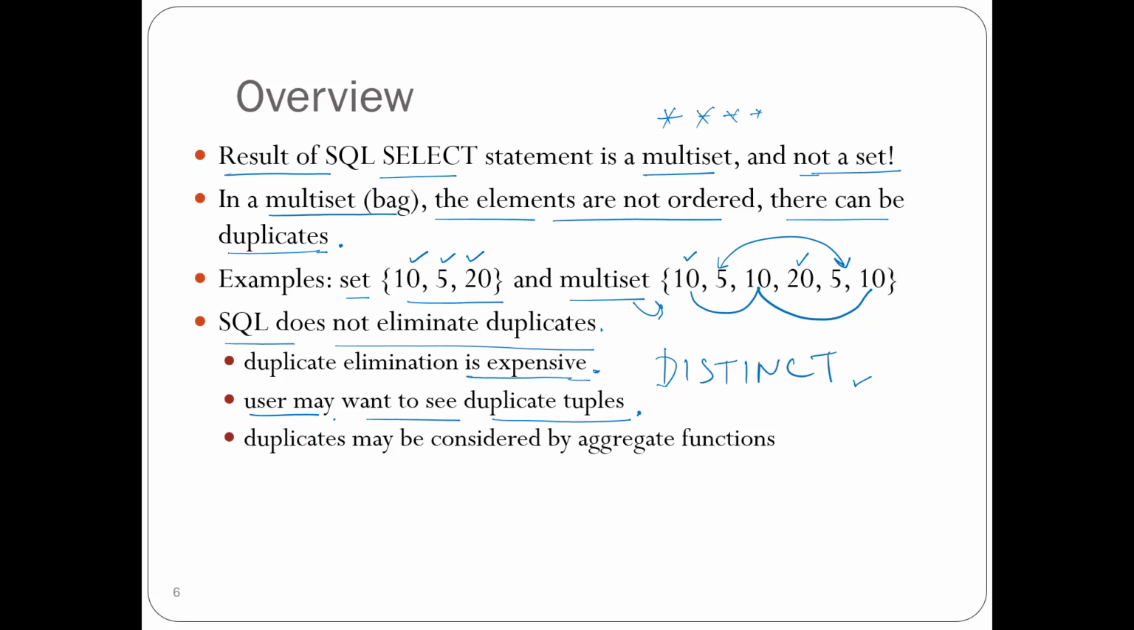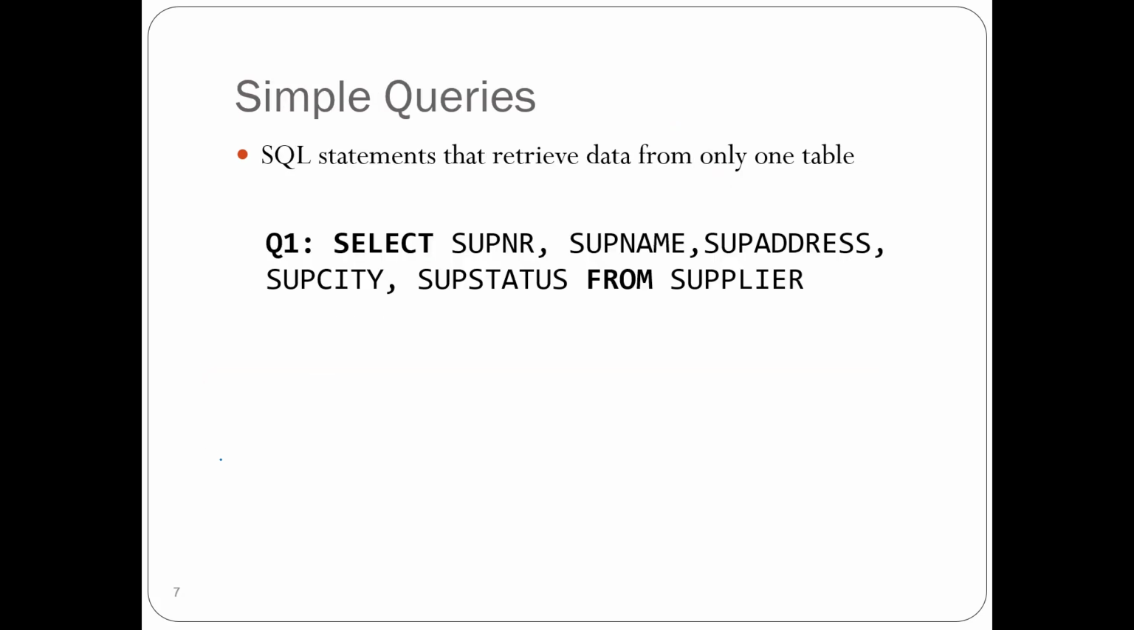Now the question arises, why would a user want to have duplicate tuples? The answer is that duplicates may be considered by aggregate functions. We will learn about aggregate functions, and in one of the examples, you'll see that we may need the duplicate tuples in the result of the select statement. So these things are important. Make sure that you understand this fact about the SQL select statement.